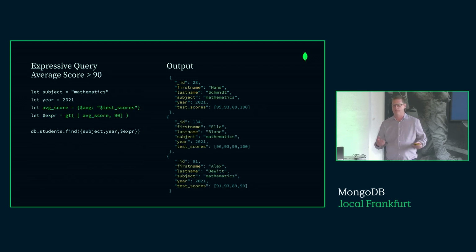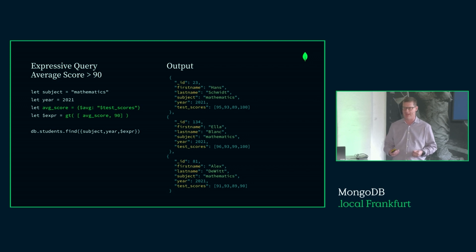So what about something more clever? What if we say each of these students has a name, subject, a year, and some test scores, and I want to find all the students who have an average score of greater than 90. So I can write a query like this. I can say, let subject equal mathematics, let year equal 2012, let average score equal $average test scores. So I'm computing the average from that array at query time.